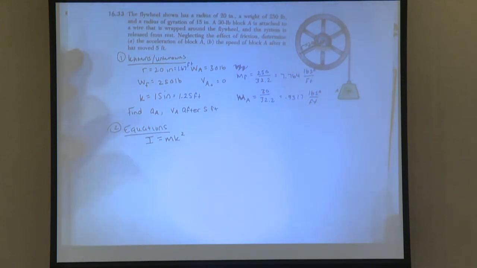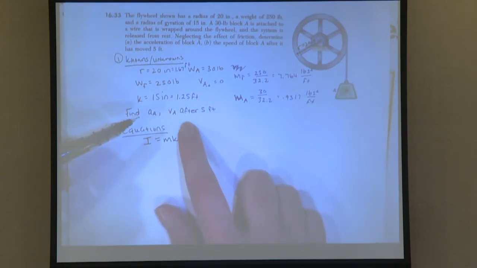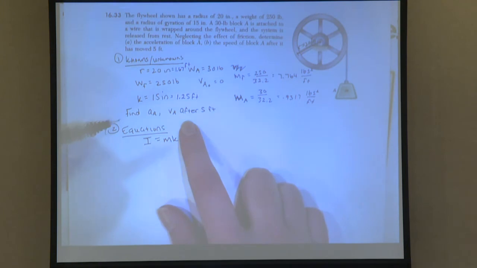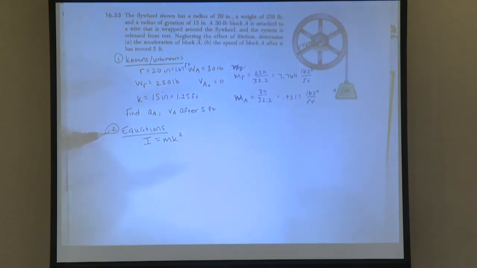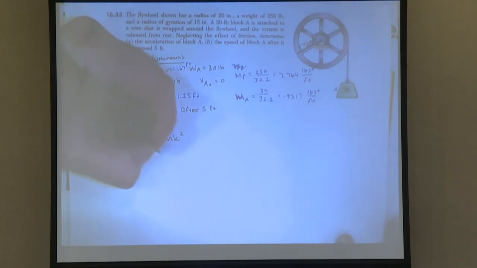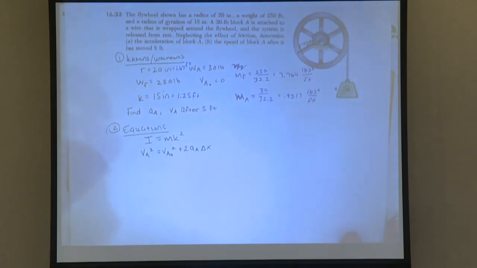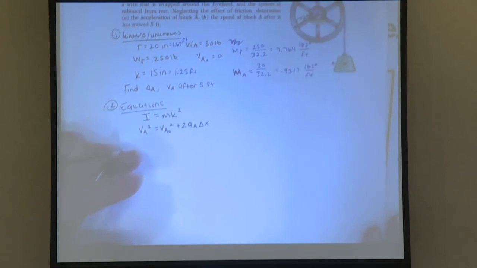So what else do we know? We're asked to find the velocity of A after 5 feet, and we know that we're going to find the acceleration of A. I'm going to write this equation out here. VA squared is going to equal VA naught squared plus 2 times acceleration of A times delta x. We're going to have to use that equation for the second part.